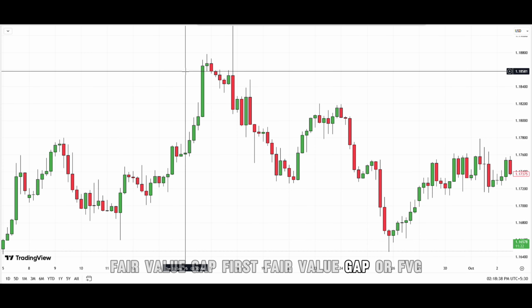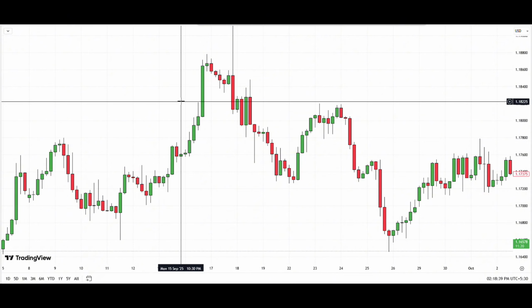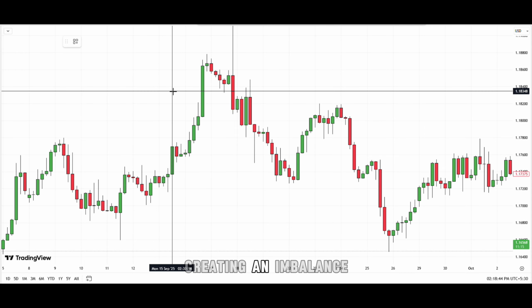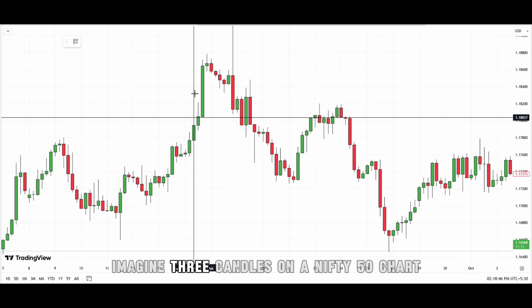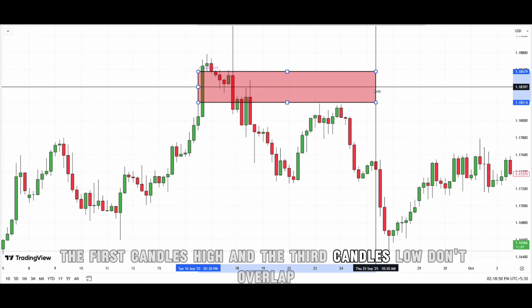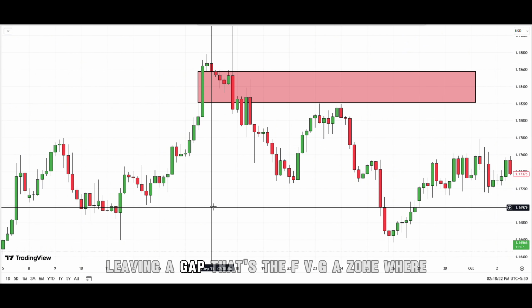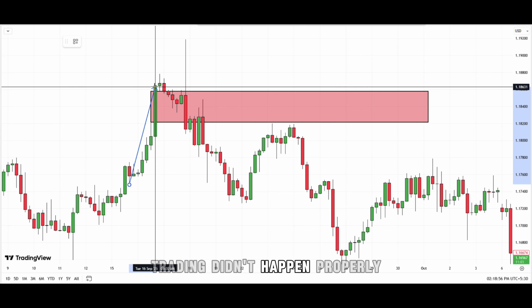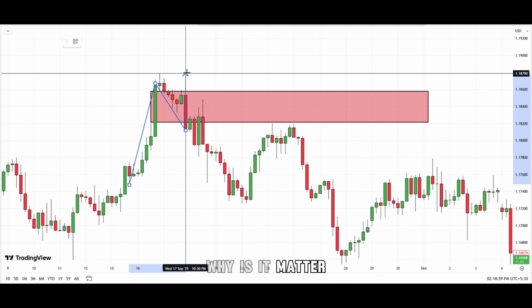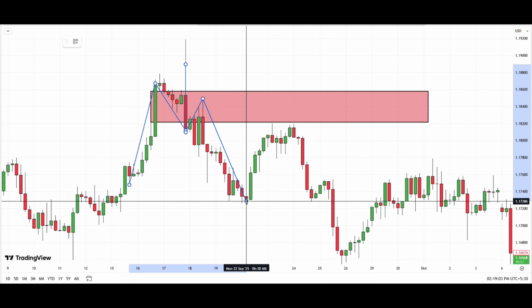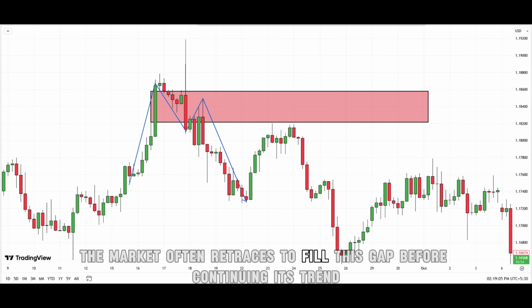First, fair value gap, or FVG. This happens when the market moves so fast it skips a price zone, creating an imbalance. Imagine 3 candles on a Nifty 50 chart. The first candle's high and the third candle's low don't overlap, leaving a gap. That's the FVG, a zone where trading didn't happen properly. Why does it matter? FVGs act like magnets. The market often retraces to fill this gap before continuing its trend.